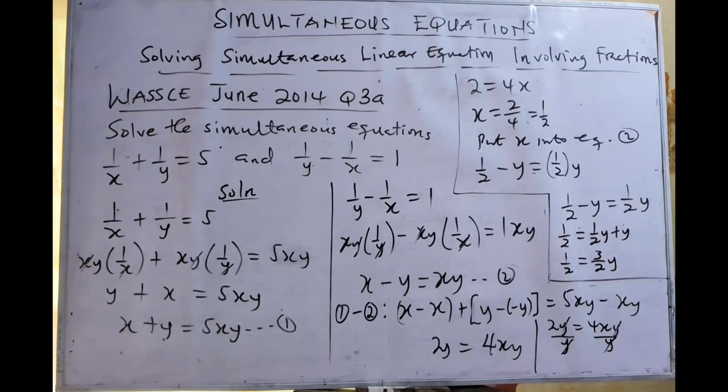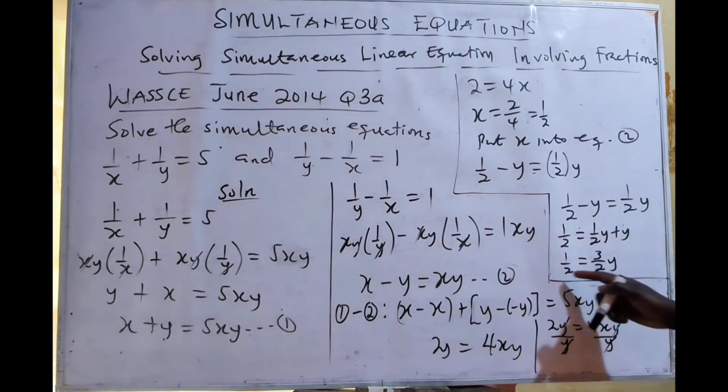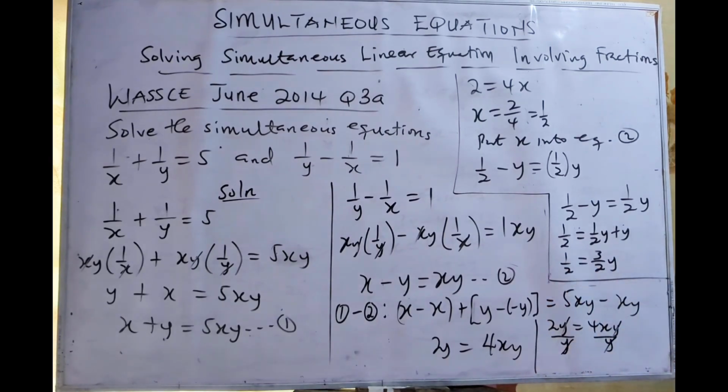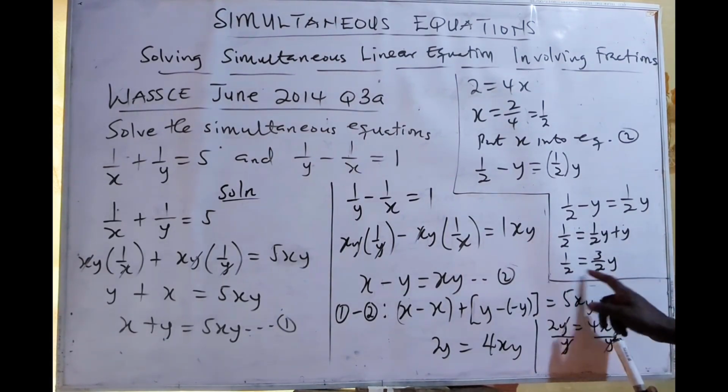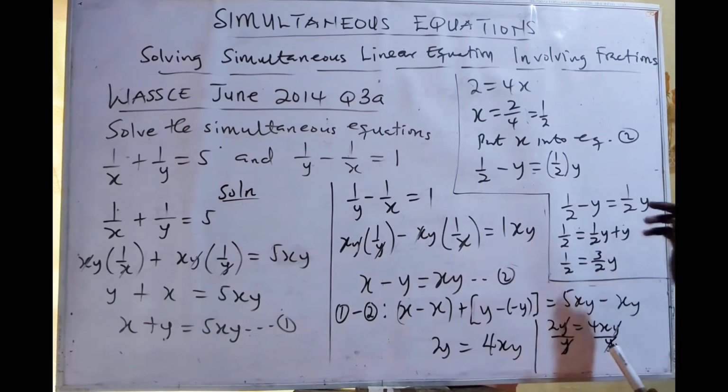What we are going to do is to get rid of the denominator. So we are going to multiply through by 2, so the denominators will go. They have a common denominator of 2. So here times 2, here times 2, and 2 will cancel off 2.